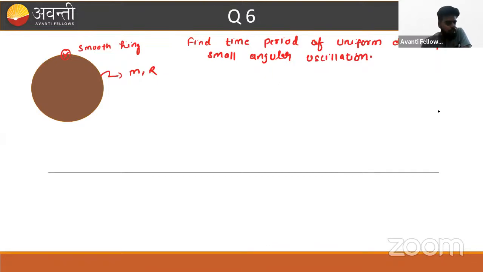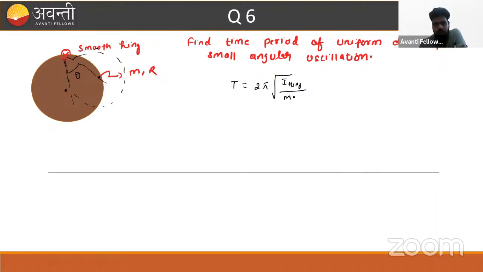Okay, so let's solve. How can we solve it? If we give a small displacement, the disk will take a shape something like this. Suppose initially the center of mass is here, then the center of mass will come to this point, so a displacement theta is given. The formula is T equal to 2 pi root I hinge divided by mgl, where L is the distance of the point of suspension from the center of mass.